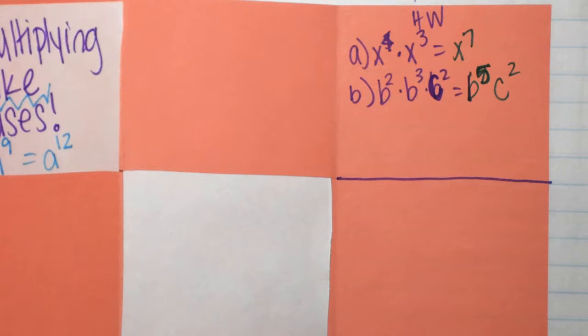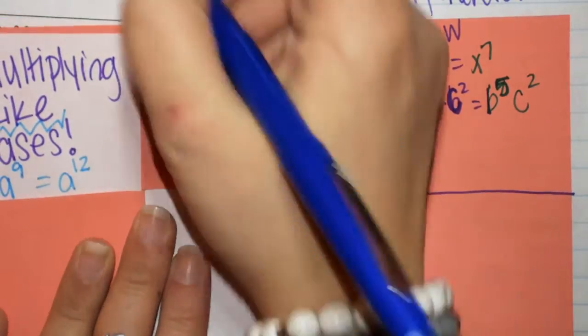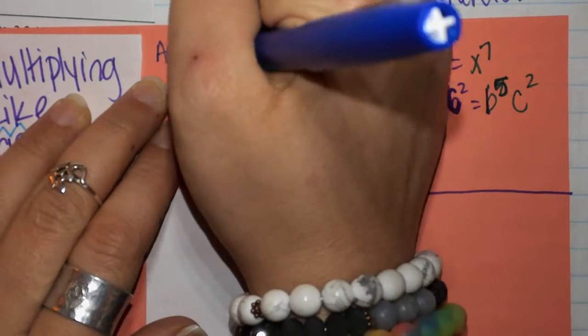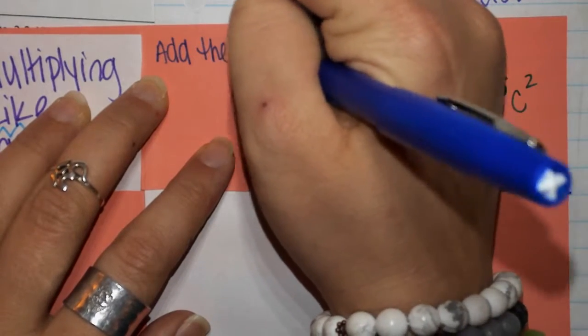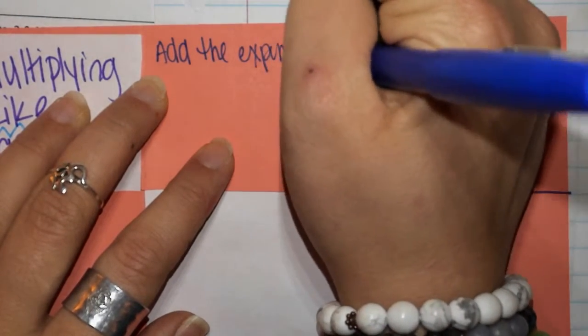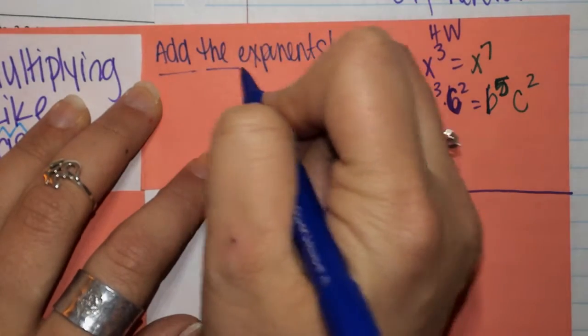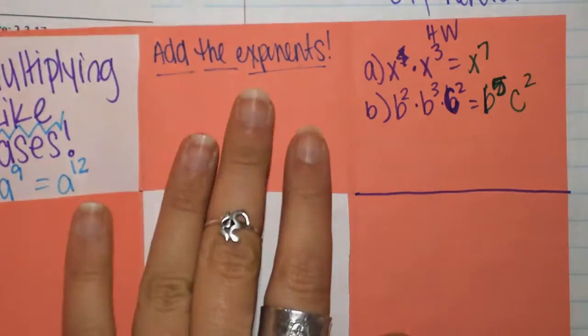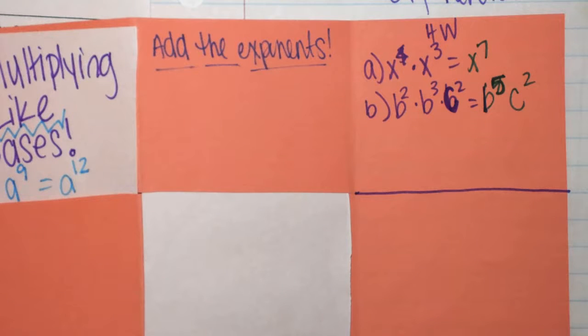Alright, so when we multiply like bases, we add the exponents, correct? So we're going to write that right here. We're going to write add the exponents. And after we fill in this, we're going to write down all of our learning targets for today and our learning target for the unit.